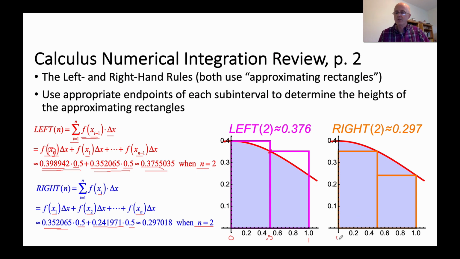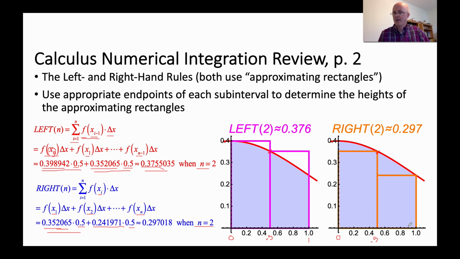Over each subinterval, the first subinterval is from 0 to 0.5, pick the right endpoint. That's why it's called the right-hand rule. In this case, pick 0.5, go up to the graph, and make that the height of your rectangle. So this rectangle has a height equal to this distance right there, and a width, once again, equal to 0.5. The area is this product right here.